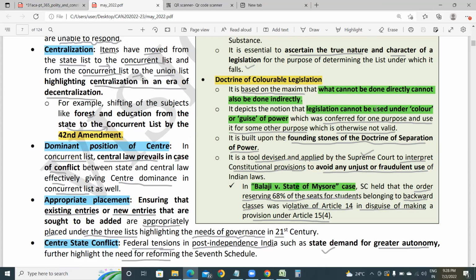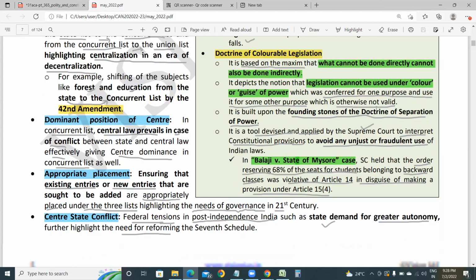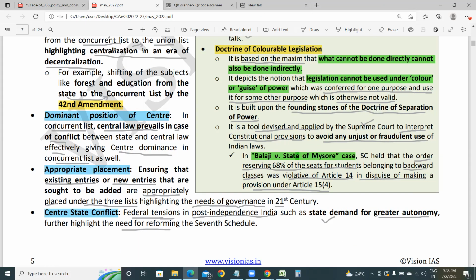It is based on the maxim that what cannot be done directly cannot also be done indirectly. It depicts the notion that legislation cannot use the color or guise of a power which was conferred for one purpose and use it for some other, which is otherwise not valid. It is built upon the founding stones of the doctrine of separation of powers. It is a tool devised and applied by the Supreme Court to interpret constitutional provisions and to avoid any unjust or fraudulent use of Indian law.